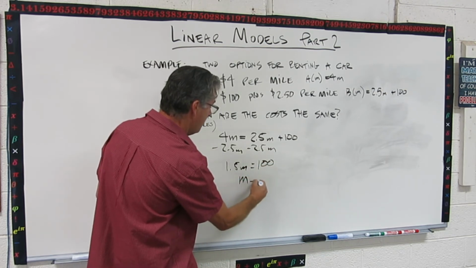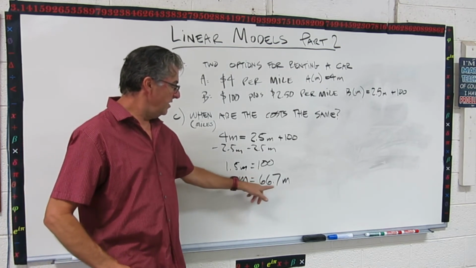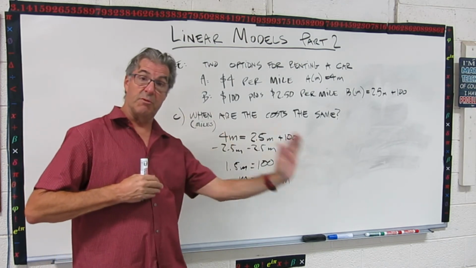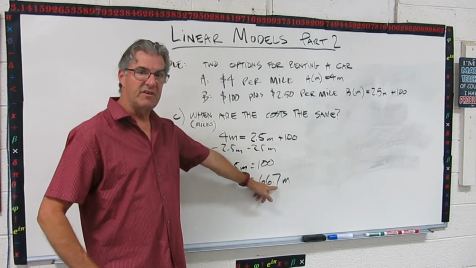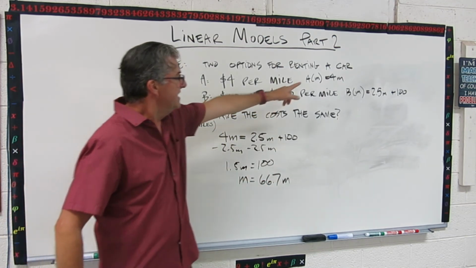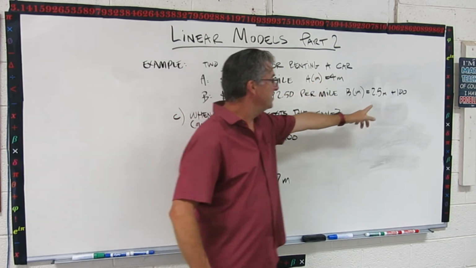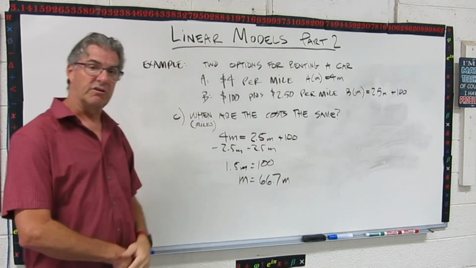Divide through by 1.5, and that becomes 66.7 miles. It's actually 66.66 repeating, which is 2/3, but we're going to round that to 66.7. Now, if we wanted to check that, we would just put 66.7 into this equation and make sure that our cost was the same as when we put 66.7 in this equation, and we'd find out that that was correct.